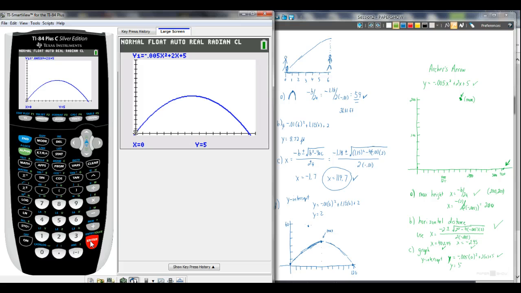So now I have all my points plotted on my graph, and I'm going to do my best to make this rounded, and then I'm going to come back down, and there is my graph.